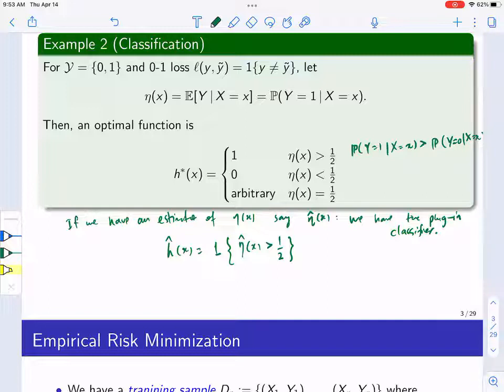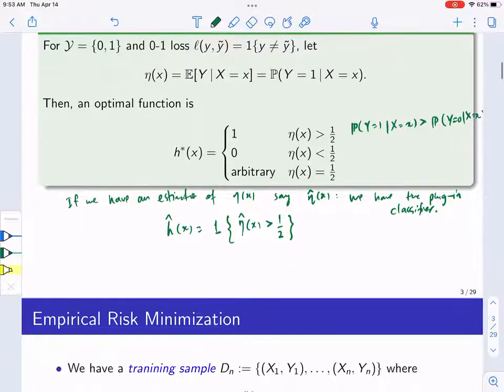So the KNN regressor, just plugging into this, would give you the KNN classifier. And similarly for the other ones: the regressor eta hat(x) would give you the KNN classifier, and so on. Questions?